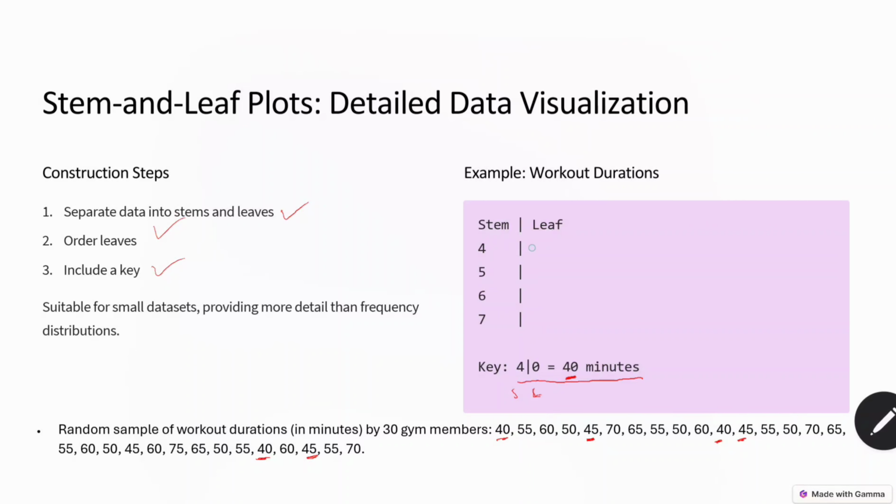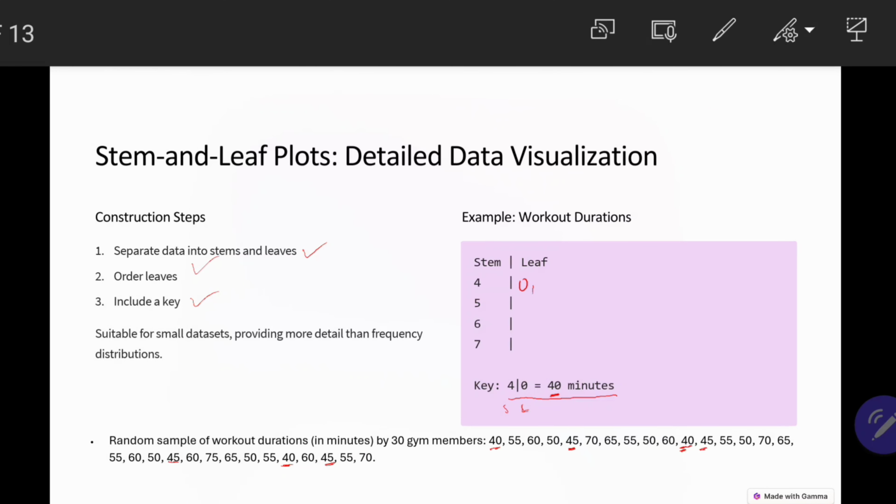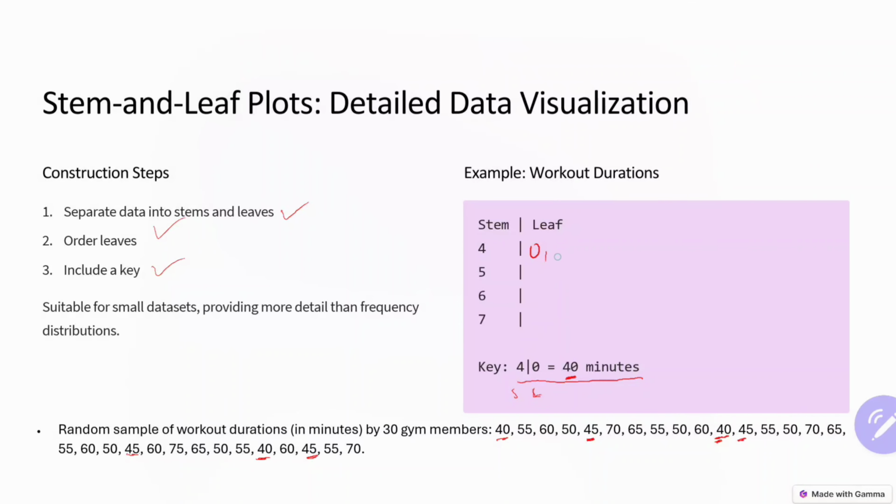Here we have 40, so we have 0, and here we have another 40, another 0. You don't need to repeat. So here we have 0, 0, 0, 5, 5, 5. So this means we have 40 3 times and we have 45 4 times.